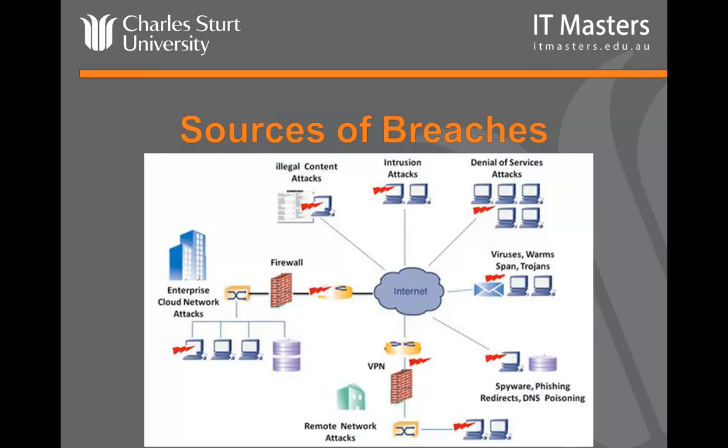Okay, so sources of breaches. If we look at this slide, you can see there's plenty of ways for something bad to happen to your network. Just as an example, enterprise cloud network attacks. If you've got stuff in the cloud, it can be attacked. Your firewall can be attacked. Your routers can be attacked. You've got viruses, worms, trojans, spam, spyware, phishing redirects, DNS poisoning, remote attacks. You've got attacks on your VPN. You've got denial of service. You've got distributed denial of service. Lots of stuff there. So as you can see, you're hit from all angles, everywhere.